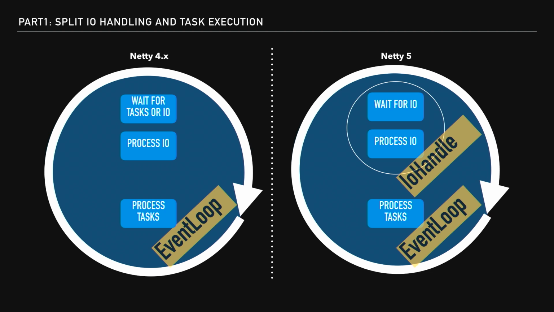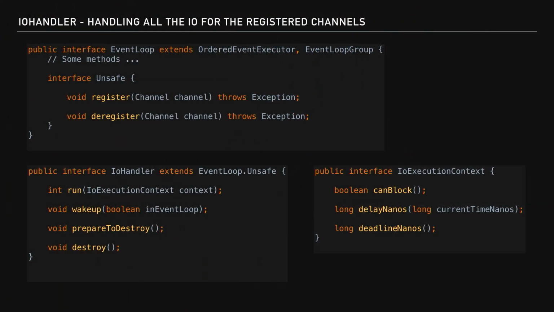One is responsible to select all the events, and the other one is basically responsible to do something with the events. So that's on the right side, right? So how does it look from an API perspective? So we have this event loop. Like I said, the event loop is basically the thing that drives everything.